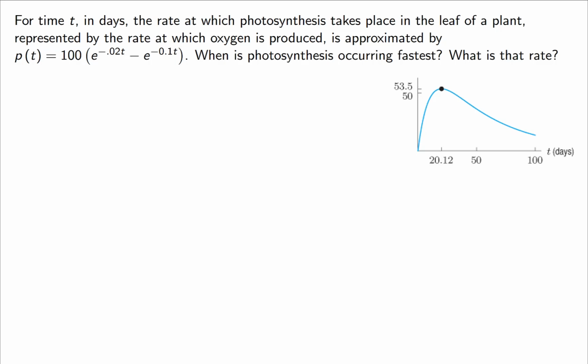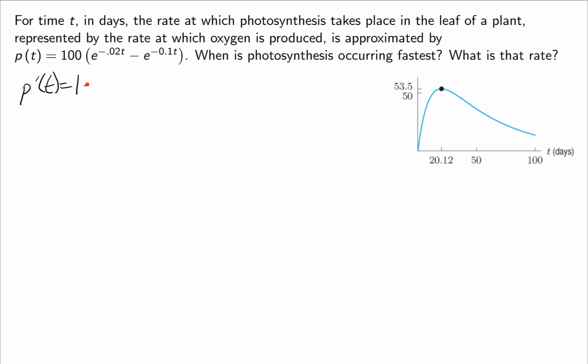And so if we want to know where it's occurring fastest, we can simply look at the graph and say, well, it's occurring fastest where the derivative is 0 here, so we'll take the derivative, set it equal to 0, and see what we get. I'd imagine it'll be this 20.12 in the graph, but we should know how to do this numerically as well. Let's take the derivative.